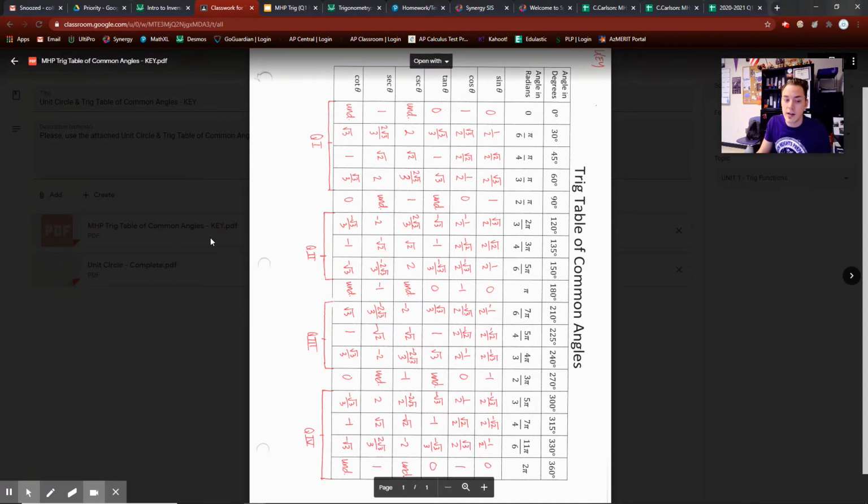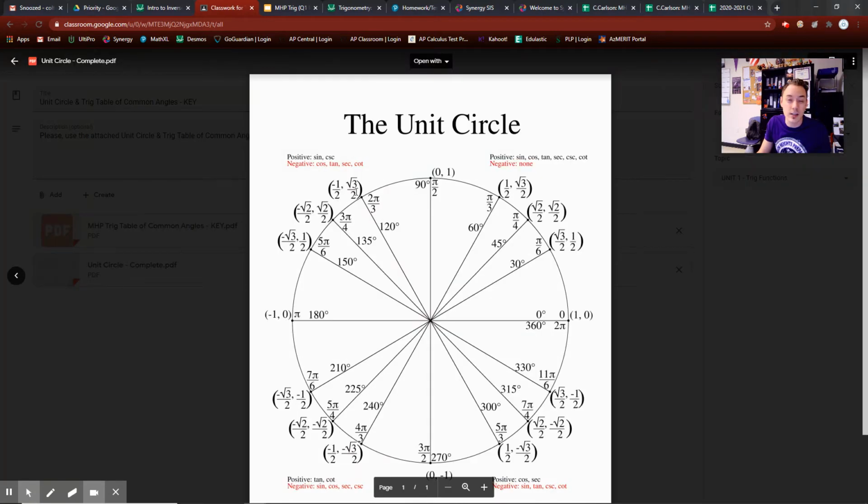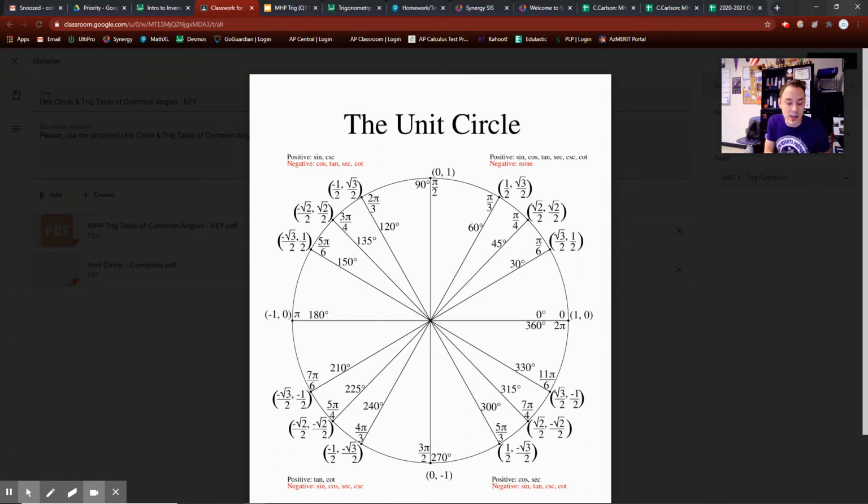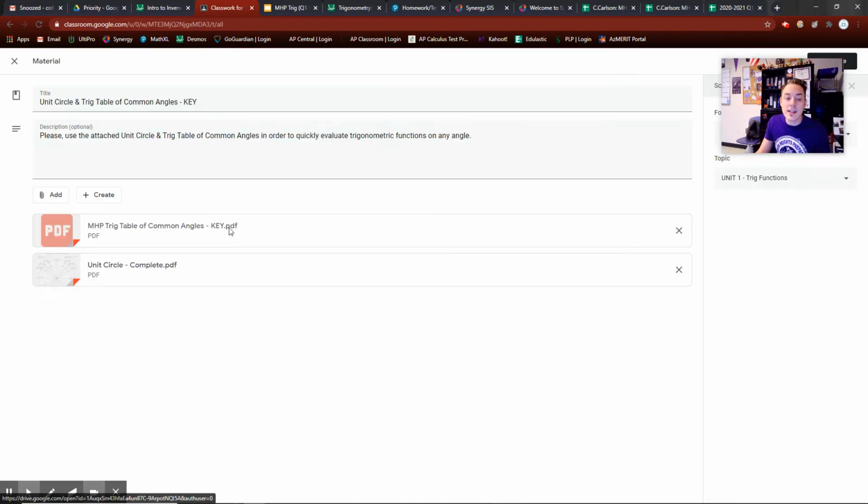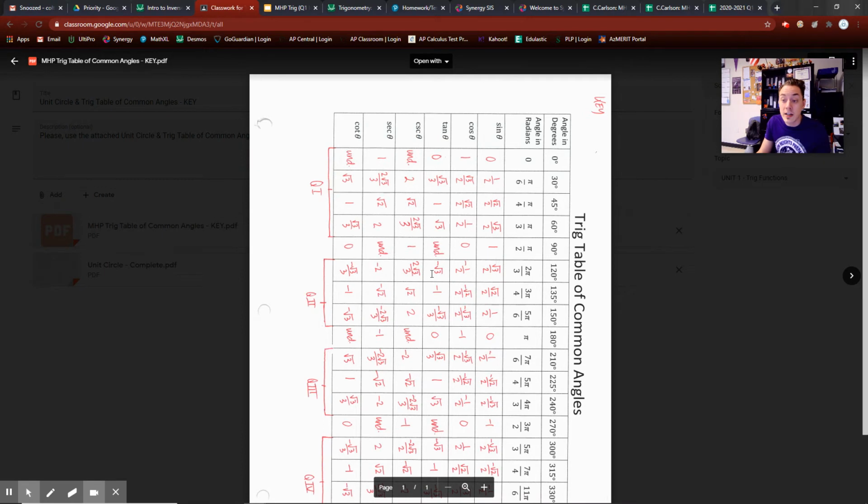Whereas the unit circle just really gives you the x and the y coordinate, which is just cosine and sine. So you would have to deduce and mathematically figure out what tangent, cosecant, secant, and cotangent is by using your x and y. Which is fine, you can do that, but it's just a little bit more work. What this trig table of common angles is, it already does the work for you.